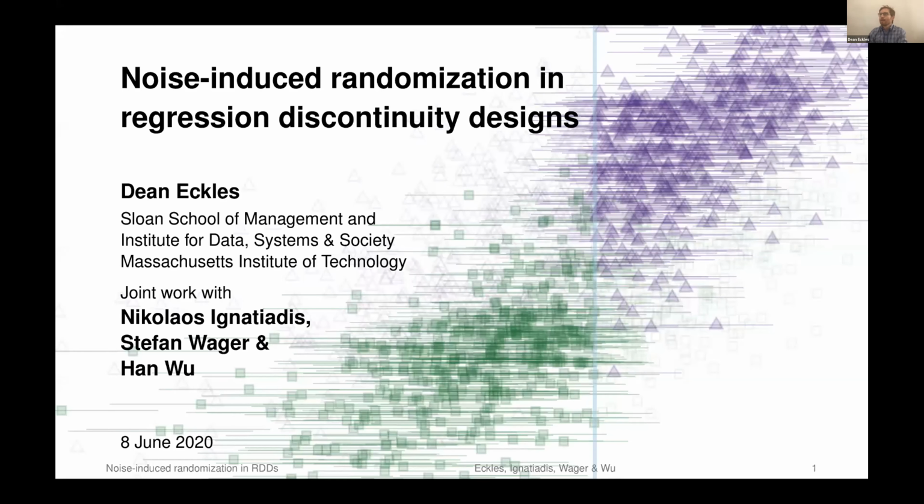Okay. So it's really a pleasure to be able to present in this seminar series alongside a lot of other really excellent work in causal inference. And so what I'm going to talk about today is an approach to regression discontinuity designs that I think helps really connect them with the kind of design-based thinking that many of us in causal inference are concerned with. And so this is joint work with Nico, Stefan, and Han. And I think you'll see their individual fingerprints all over various aspects of this work.